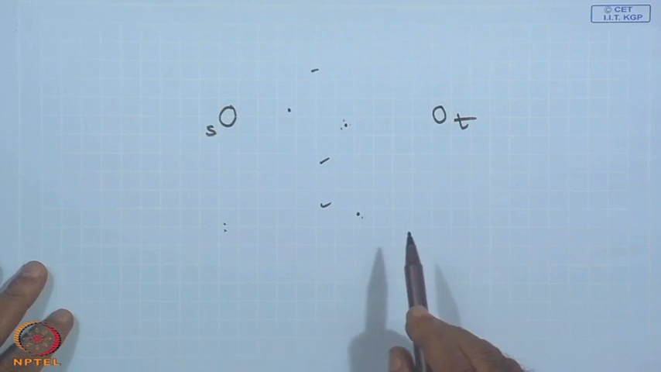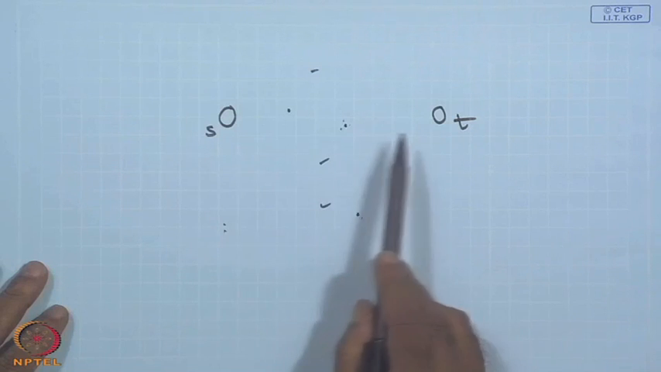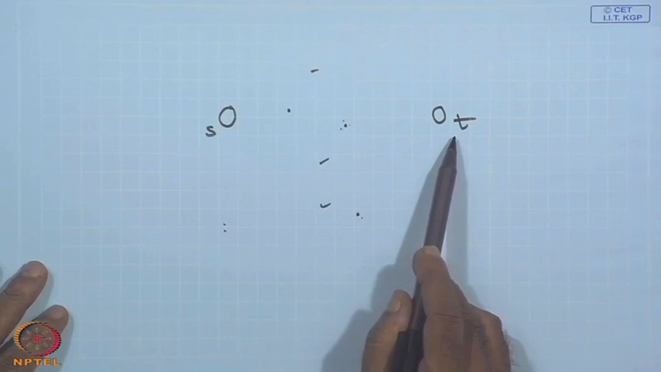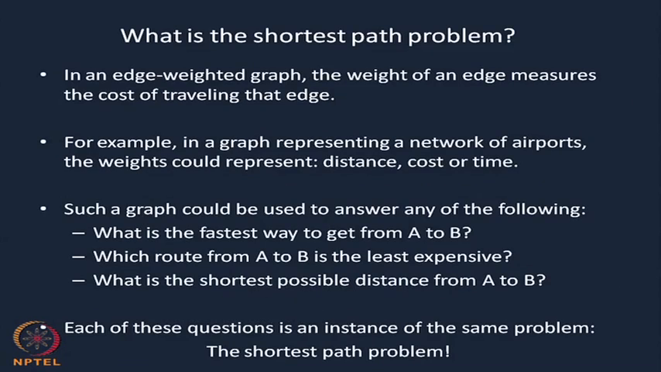That is, in a given weighted graph and two vertices u and v, we want to find a path of minimal weight between u and v. The minimal time it takes to move from S to T, that we call the shortest path. And you have to note one thing: the shortest path does not physically represent the shortest distance, but the path which gives you the minimum weight. Please note this one. It is not the physically shortest distance, but the minimum weights along the path you are moving. So, this is the shortest path.